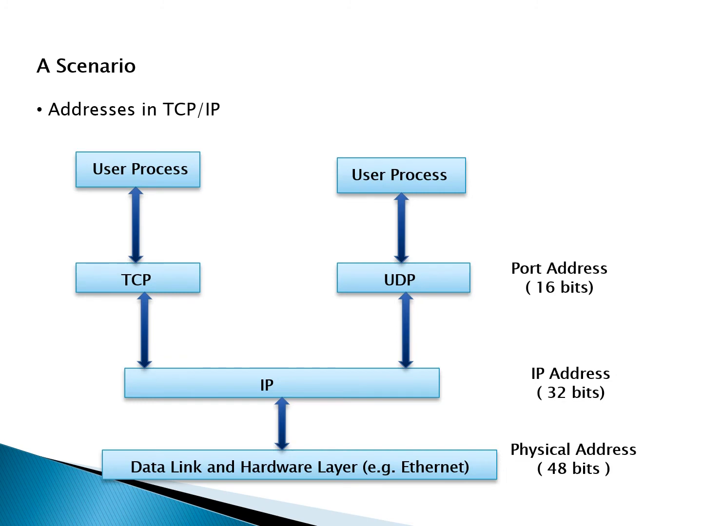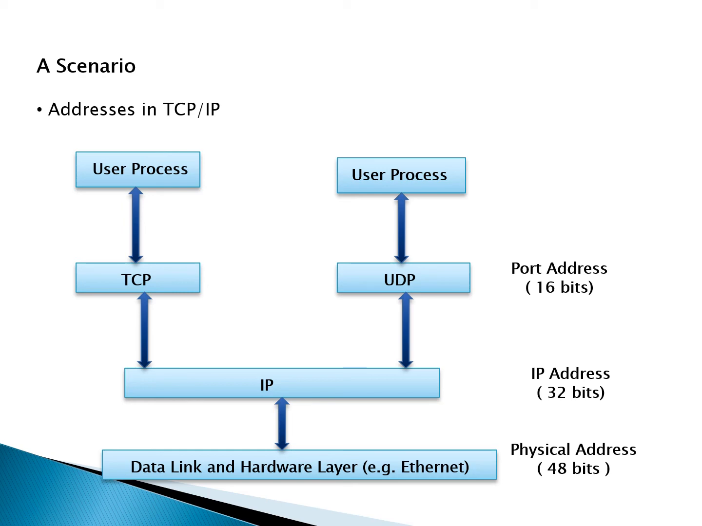This slide is showing a typical scenario of a computer network. Different user processes are at the application layer. Next is the transport layer, which uses either TCP or UDP. Already discussed, applications which require reliability use TCP and which do not require reliability use UDP. The next layer is the network layer, which only uses the IP protocol for routing of packets. And the lowest layer is the data link and hardware layer.